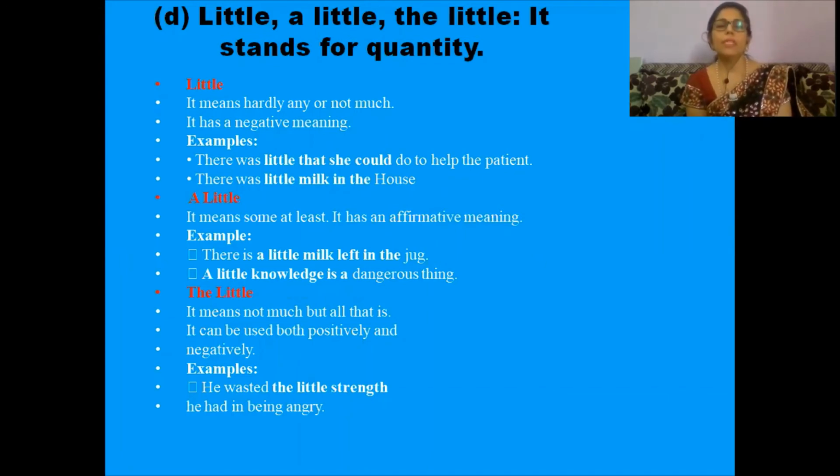That means she could not help the patient. A little means something at least. It has an affirmative meaning. There is a little milk left in the jug. On the other hand, the little means not much, but all that there is. Whatever you have, you use the little in that sense. The little money that I had, I used for this particular purpose.